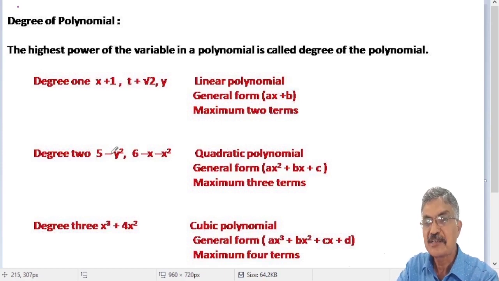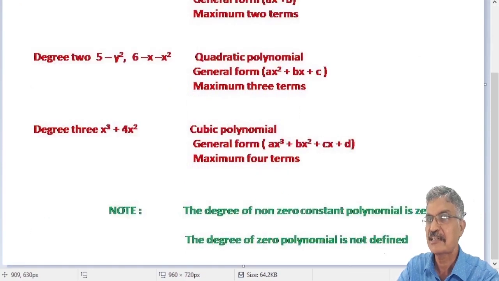Then there are polynomials with degree 3. Those polynomials are called cubic polynomials, and their general form is ax cube plus bx square plus cx plus d. Maximum number of terms is 4, minimum 1, and that term should be the term with x cube. And these points we should never forget.